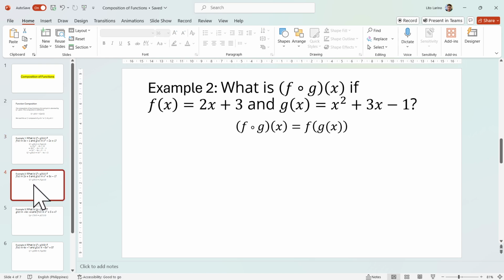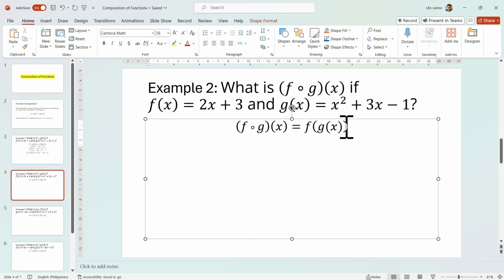Let's have example number 2. What is f composed of g of x if f of x is equal to 2x plus 3 and g of x is equal to x squared plus 3x minus 1? So again, we will evaluate our f of x at x squared plus 3x minus 1.